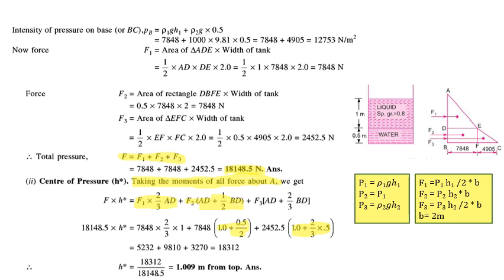So solve this expression for HP for the resultant force, which will be 1.009 meter from top. So it is very important to write the reference point as well. You could also find out from the base, but since while derivation we have defined h dash and HP from the liquid surface, from the free surface, that's why we have taken the same reference.